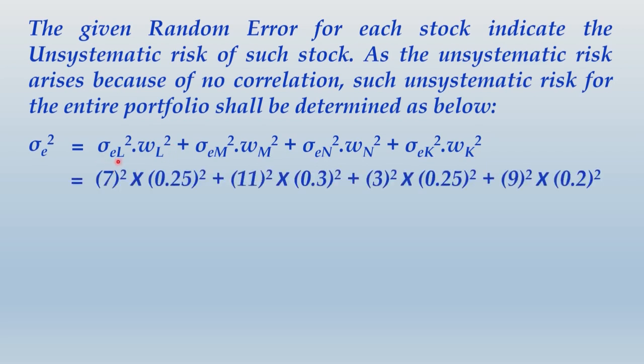Look into one thing. The unsystematic risk in standard deviation format was given as 7 for security L. We have to use the variance form. So we have taken the squared value of 7. And then weight of L squared. Weight of L was 0.25, squared value of 0.25. So 7 squared into 0.25 squared becomes the first term.